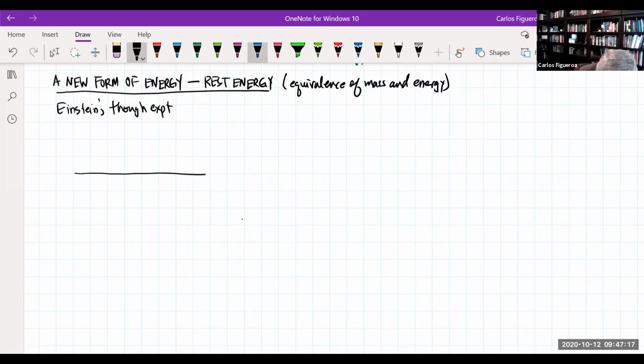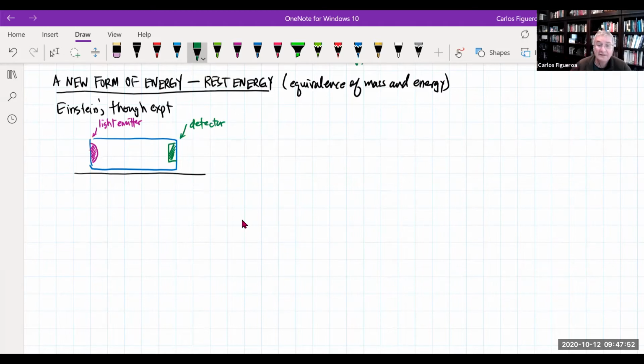What he does here is he's got a box. So let's say that this box is this length. Okay, and inside this box, he has an emitter. So this guy's a light emitter, okay? And then over here, there's a detector. And so what do we know about this thing here?